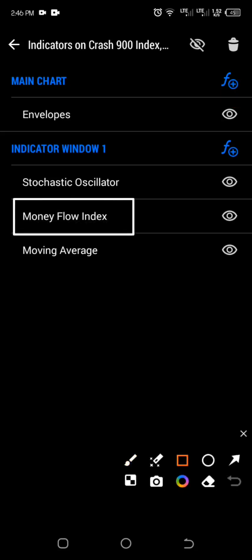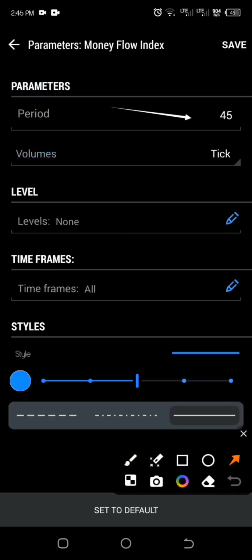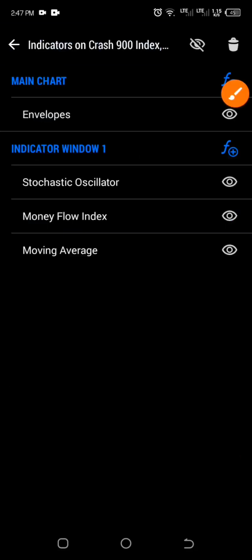Now to the next indicator, which is going to be the money flow index. So how do we add it? We click on this indicator icon with the plus. We search for money flow index and we click on it. Now for the parameters, the period is 45, volume is tick. For the style, use the color of your choice and click on save. So that is the next indicator we are going to be using.